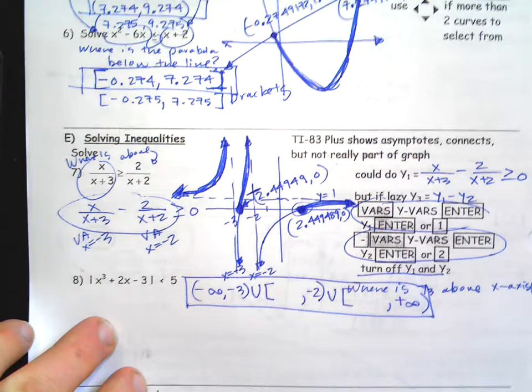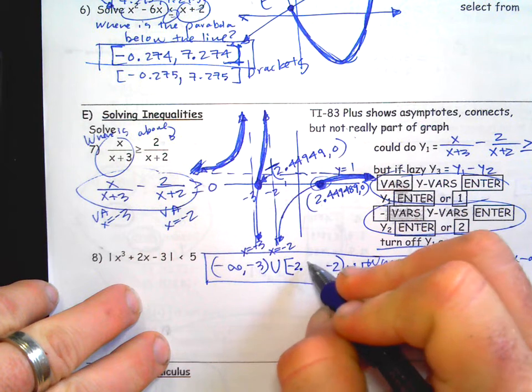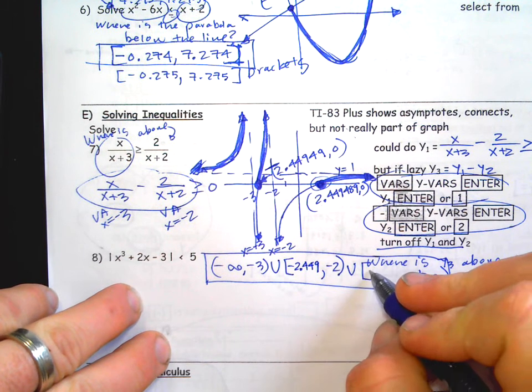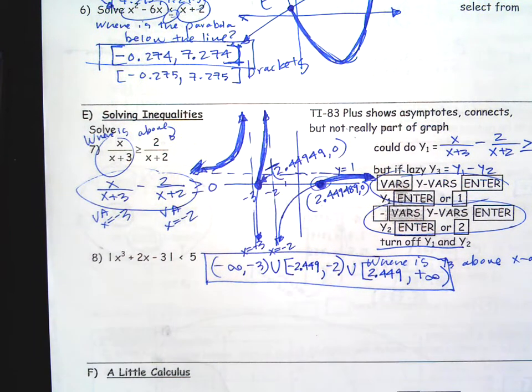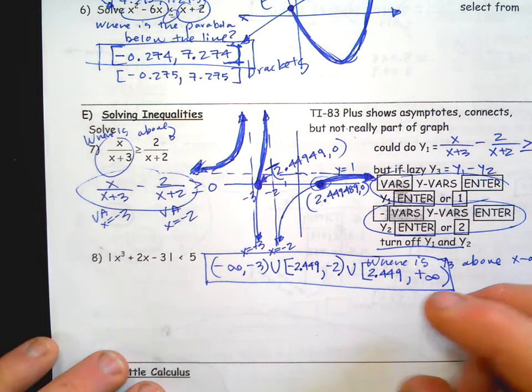So the answer is, this is going to be -2.449. Round and truncated comes out the same. This one's going to be a positive 2.449. Round or truncated comes out the same. So this is the answer. So that's a way to do the problems we've been doing in class under calculator. Now we can even do absolute value inequalities.